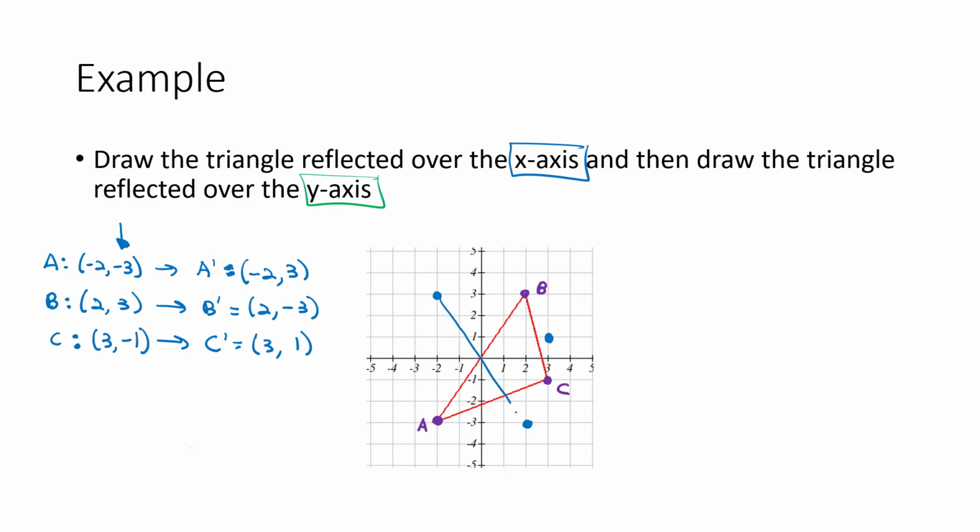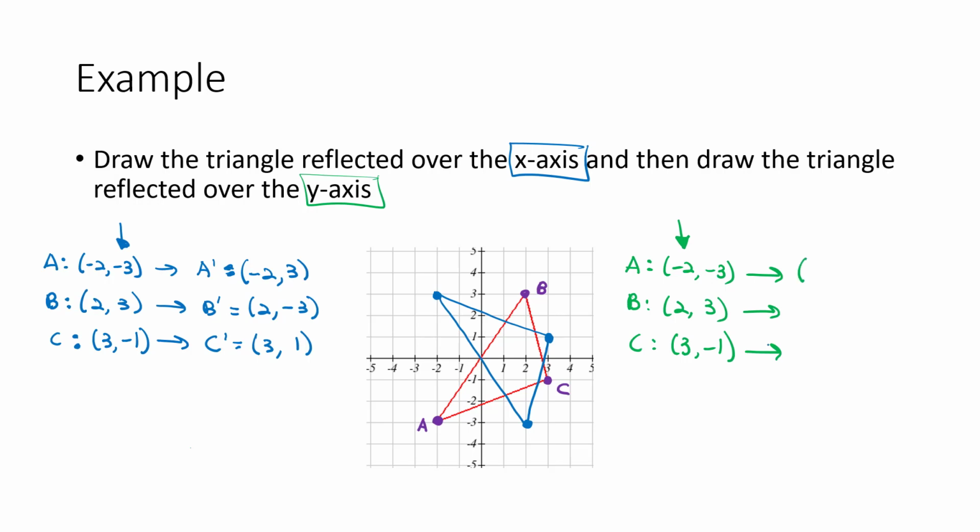And so when we connect those dots, we get the new image of our triangle reflected over the x-axis. But just as well, we could have reflected it over the y-axis, and that's what I'm going to do in green here. So the original points, A was at -2, -3, B was at 2, 3, and C was at 3, -1. And we're going to reflect them over the y-axis this time. Remember, if we flip over the y-axis, the x's are what are going to change.